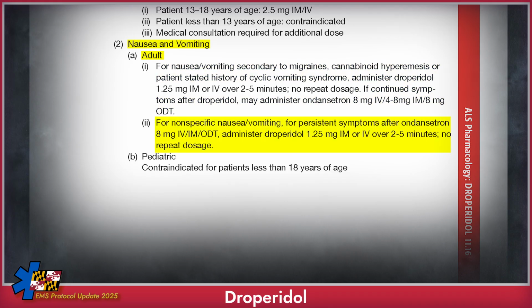For adults with nonspecific nausea and vomiting that persist after ondansetron administration, you may administer droperidol 1.25 milligrams IM or IV over 2 to 5 minutes with no repeat doses. Droperidol is contraindicated for the treatment of nausea and vomiting in patients less than 18 years old. Finally, we come to TXA.